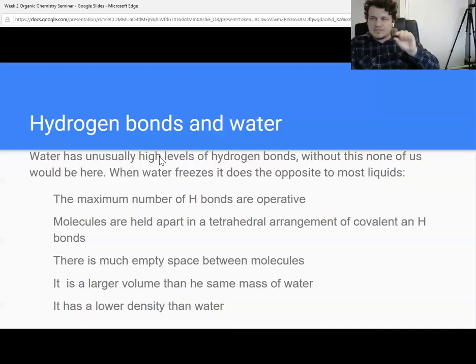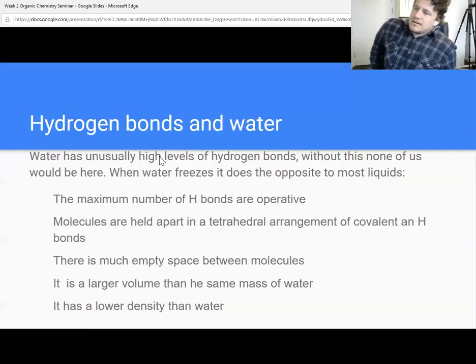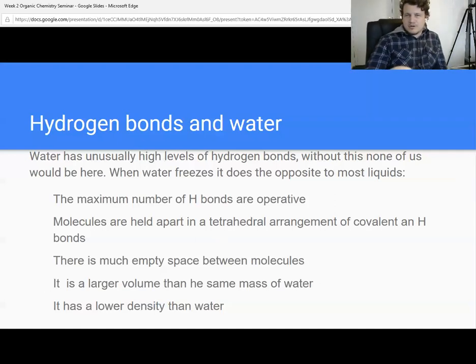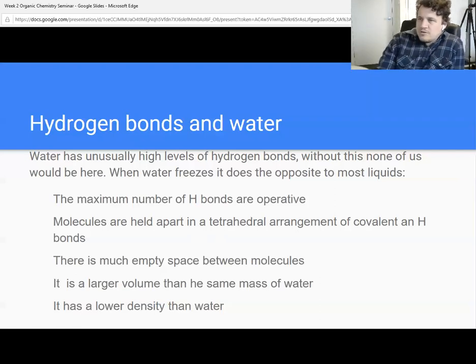And if the surface tension of water was ever so slightly higher or lower, then the boiling points of water would be completely off. I'm not going to quote any exact figures. The boiling point of water would be off by a long way. And we wouldn't be here.